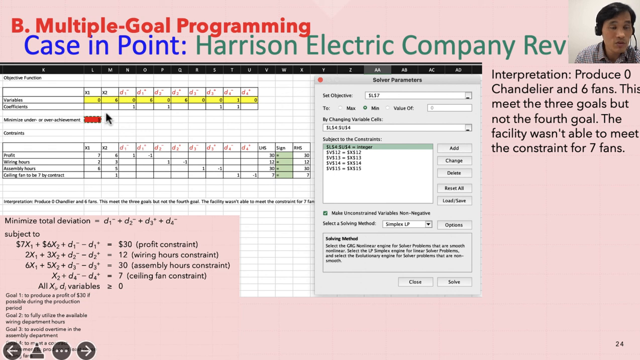If you look at the solution, x1 is 0 and x2 is 6. That was the solution that meets the first 3 goals, and the fourth goal was not met. There was one shortage, and that was the best solution that it could do given these goals. So how great it is that these 4 goals were included, and Excel solver and linear programming found the answer for the business.